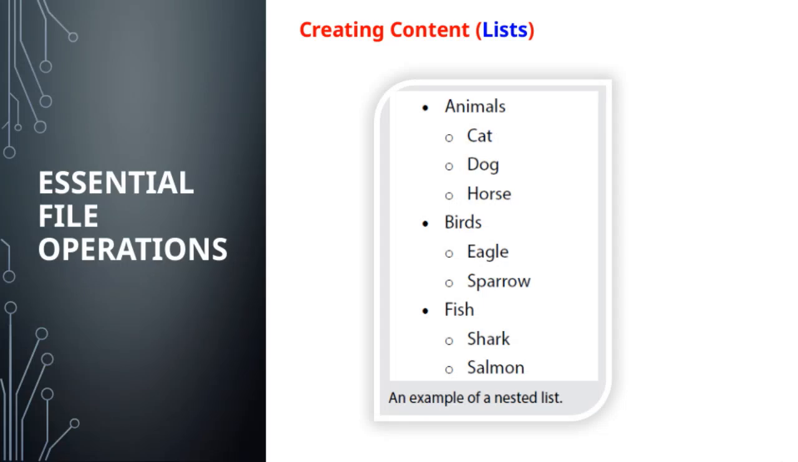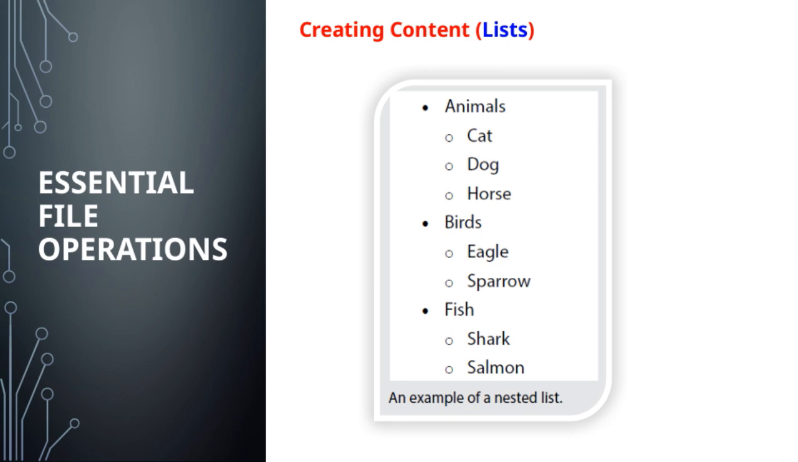Now, let's talk about creating content, specifically lists, and how they relate to essential file operations. When we're working with files, organizing information into lists can be incredibly helpful. Lists allow us to structure data clearly and accessibly, making our programs more efficient and easier to understand.